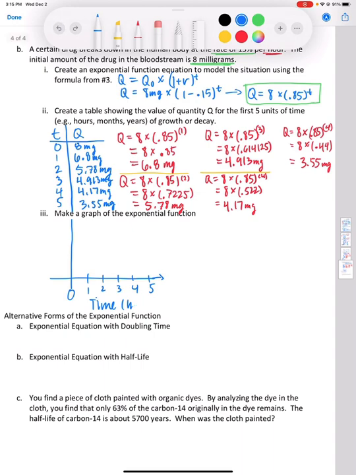On the vertical axis, we have the amount of drug in milligrams. Our highest value is 8, so it starts at 8 milligrams and goes down to 0. So that's the amount of drug in milligrams. Okay. So we'll pull that down a little bit.